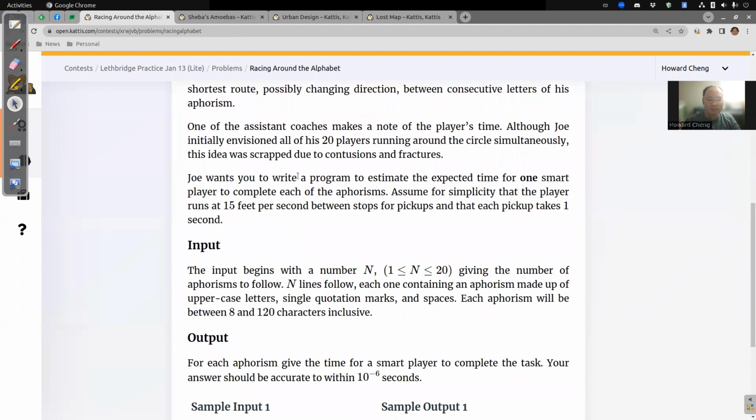Joe wants you to write a program to estimate the expected time for one smart player to complete each of the aphorisms. Assume for simplicity that the player runs at 15 feet per second between stops for pickups, and that each pickup takes 1 second. All right.